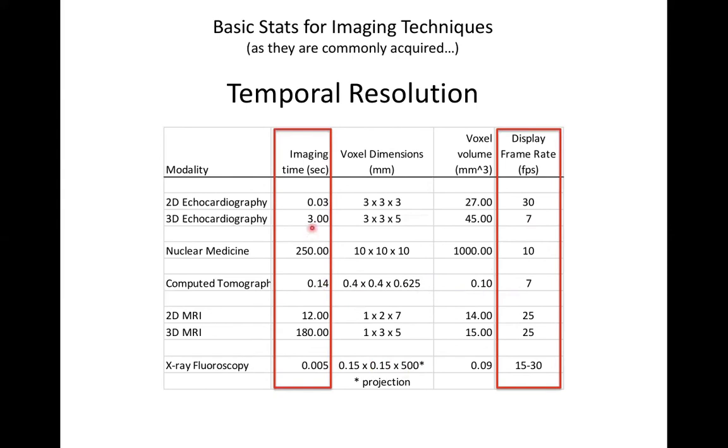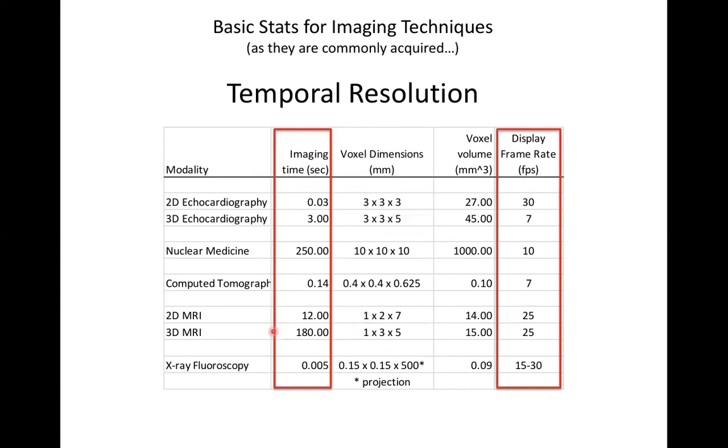Nuclear medicine, well, let's do MRI first. We'll go in order. 2D MRI, about 12 seconds to make a really nice 2D MRI picture, and with this kind of spatial resolution in millimeters. And you can play that back.